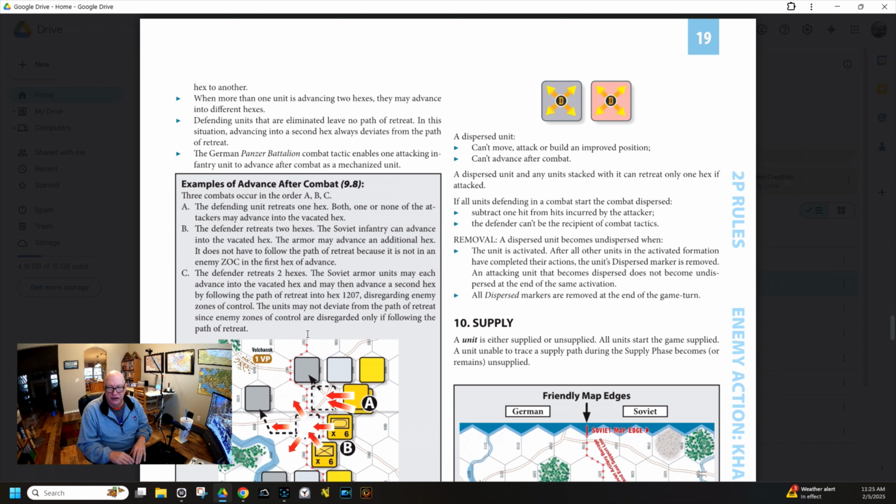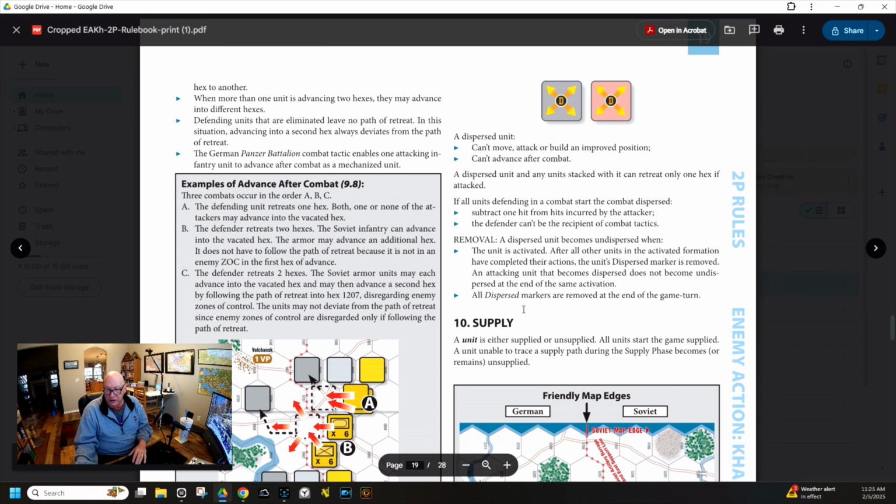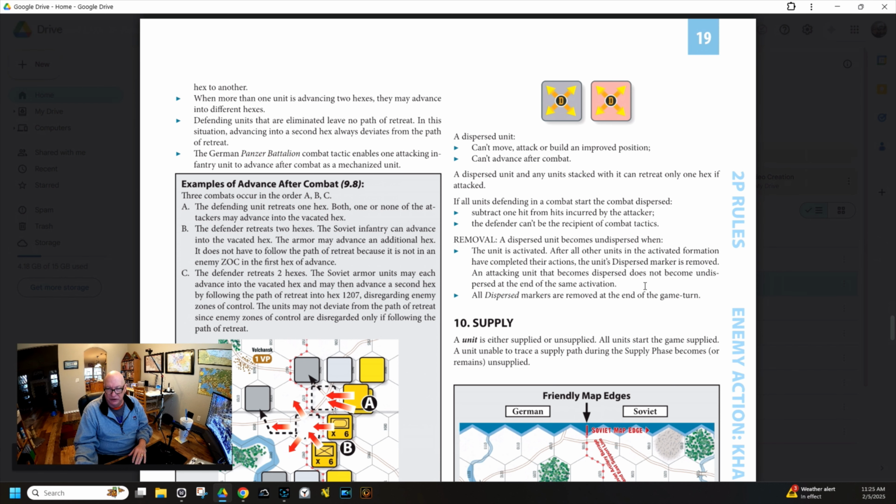Removal. A dispersed unit becomes undispersed when the unit is activated after all other units in the activated formation have completed their actions. The unit's dispersed marker is removed. An attacking unit that becomes dispersed does not become undispersed at the end of the same activation. All dispersed markers are removed at the end of the game turn. So that is the end of the combat.